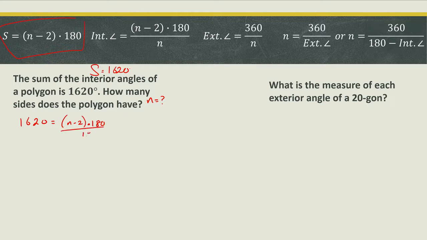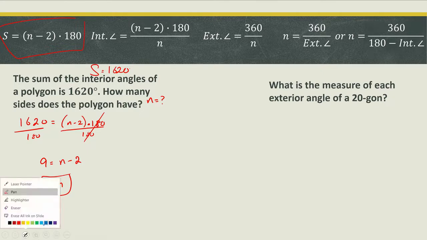So yes, I could distribute that in there, but because it's multiplying with everything in the parentheses, I can go ahead and divide it over from both sides, right? So here, divide by 180, and then what you do to one side, we have to do to the opposite side. So 1620 divided by 180 leaves us with 9. And then we have n minus 2 because the 180s go away. We add 2, and we get n to be 11. So here we have how many sides does the polygon have? It has 11 sides.